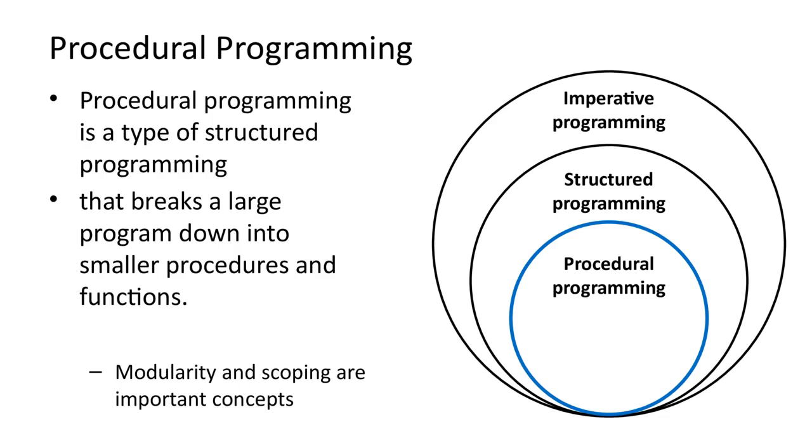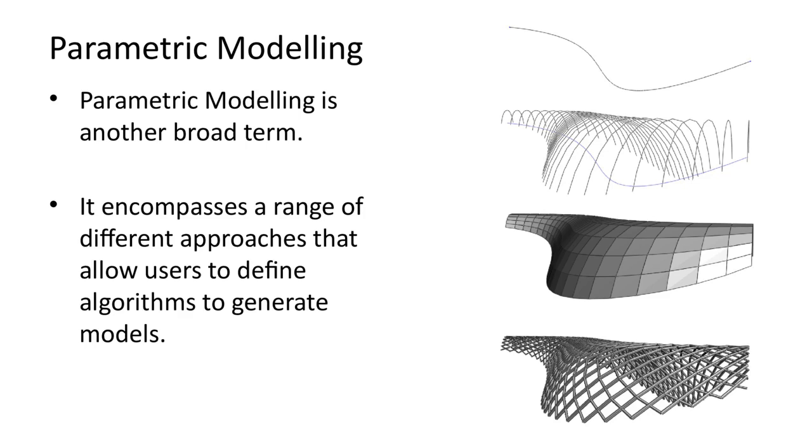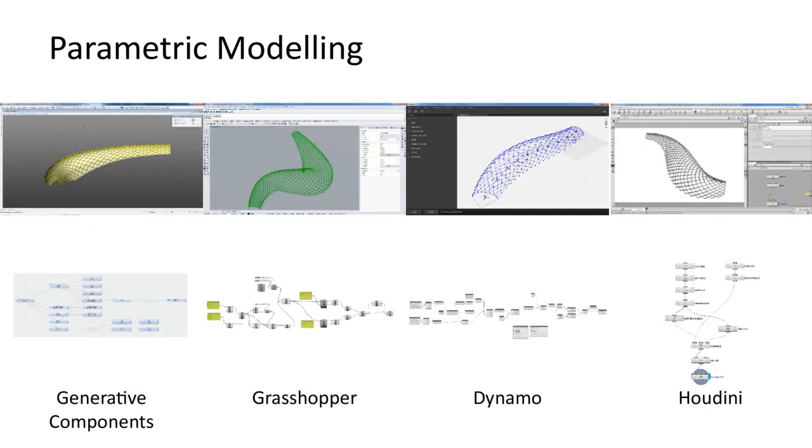Now let's look at parametric modeling. Parametric modeling is a broad term that encompasses many varying approaches. In general, we can say that parametric modeling allows users to define algorithms that generate models. There are many different types of parametric modeling applications available. Many of these applications have visual interfaces for creating such algorithms. Here are 4 parametric modeling applications, all using a node-based programming approach. When the algorithms are executed, a model is generated that is then displayed in a 3D viewer.